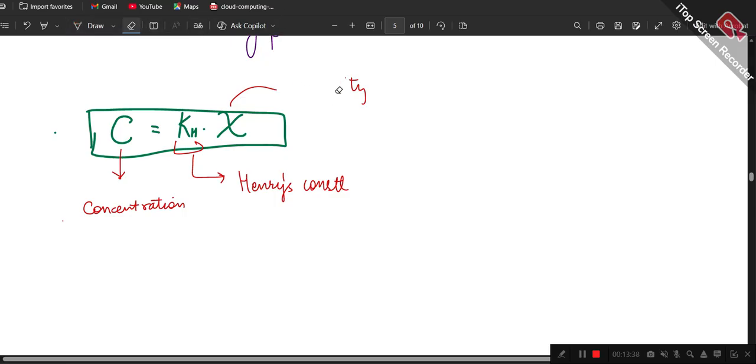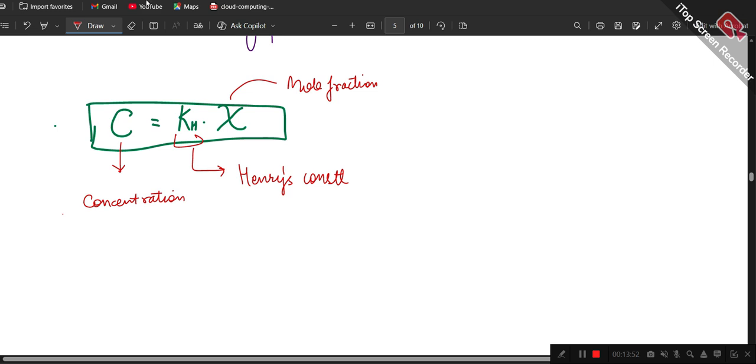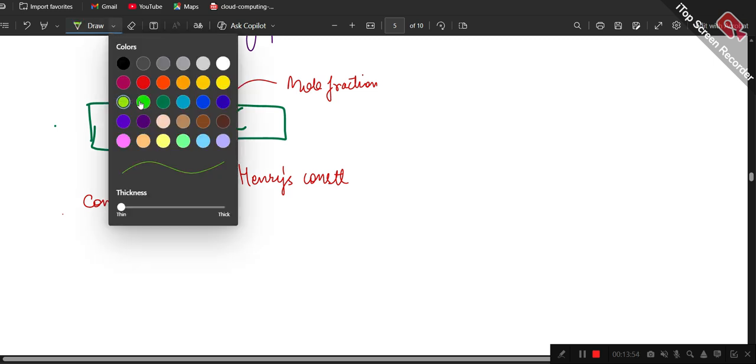I'm so sorry, just correcting this here. This X is the mole fraction. X is the mole fraction. So now I'm going to tell you how you understand this, okay?